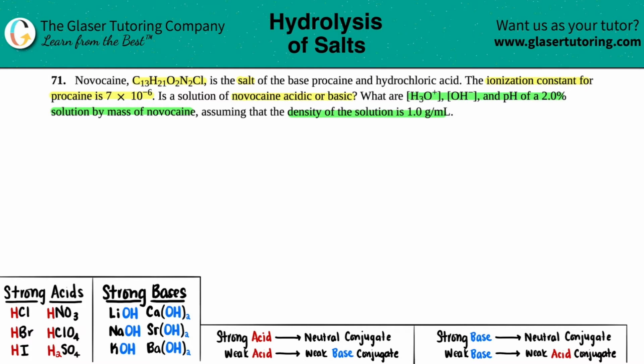Okay, so let's answer the first question. Is the solution of Novocaine acidic or basic? So let's talk about this. This is Novocaine, so C13H21O2N2Cl. Now, they did say that this was a salt of the base procaine and hydrochloric acid.